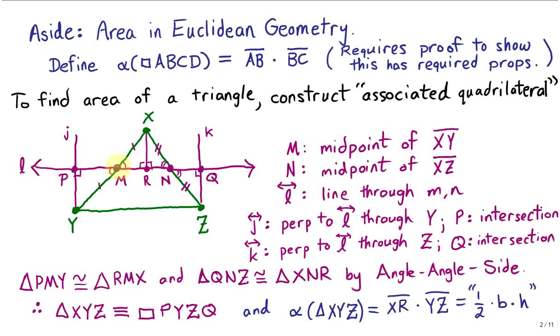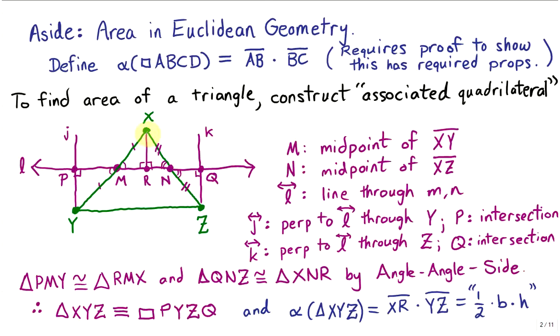Now we have a number of congruent triangles here, in particular the triangle PMY and the triangle XMR. These triangles are congruent by angle side. They both have a right angle, they have these vertical angles which are in common, and these two segments XM and MY are equal since M is the midpoint of this side.